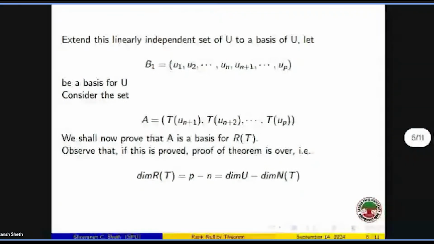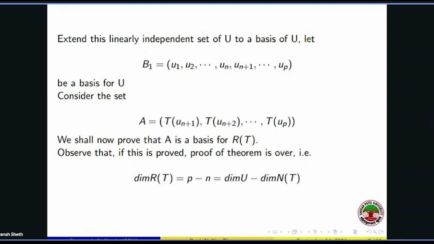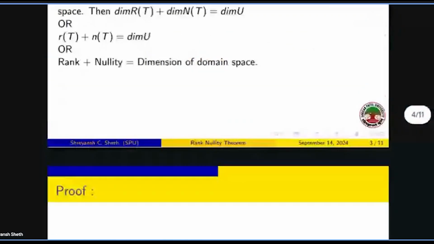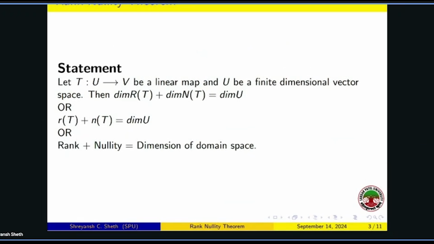Now, consider the set of images of the vectors UN plus 1 up to UP. I am naming it as set A. So if I prove that A is a basis for the range space, then the dimension of the range space will become P minus n, and that P minus n is equal to the dimension of U minus the dimension of the null space of T. That is nothing but a modification of the statement that we saw. Here, if you see the equation in the second line, we are just making the dimension of the range space of T the subject.